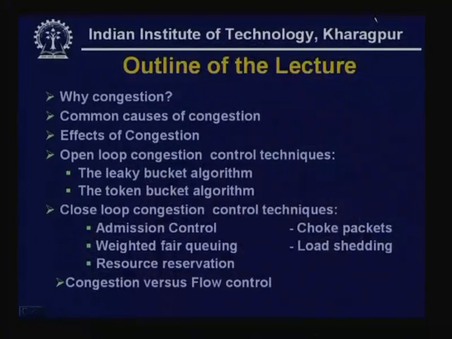And here is the outline of today's talk. First, we shall discuss why congestion arises at all, then the common causes of congestion, or in other words the sources of congestion. And whenever congestion takes place, what are the effects of congestion on the packet switch network, that will be discussed. And we shall discuss two basic approaches for controlling congestion. One is open loop techniques, another is closed loop techniques.